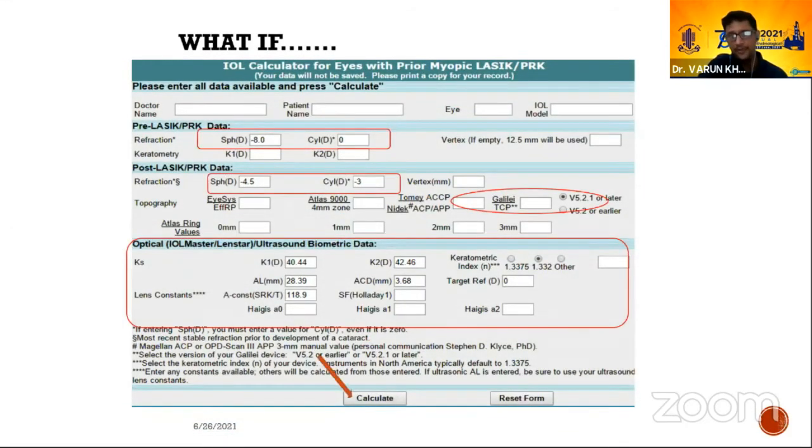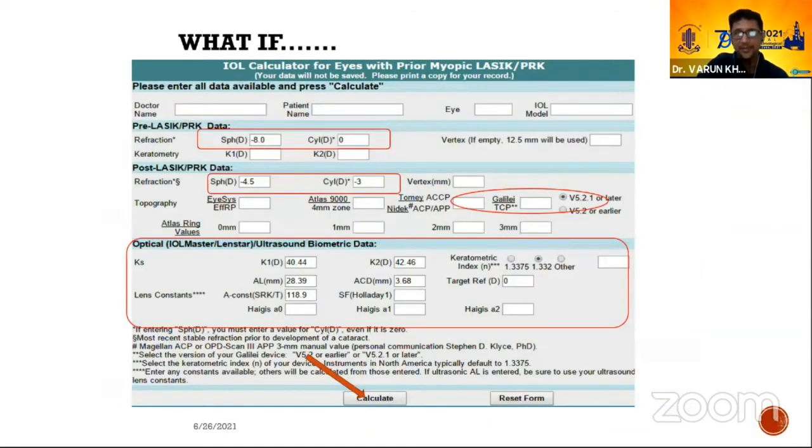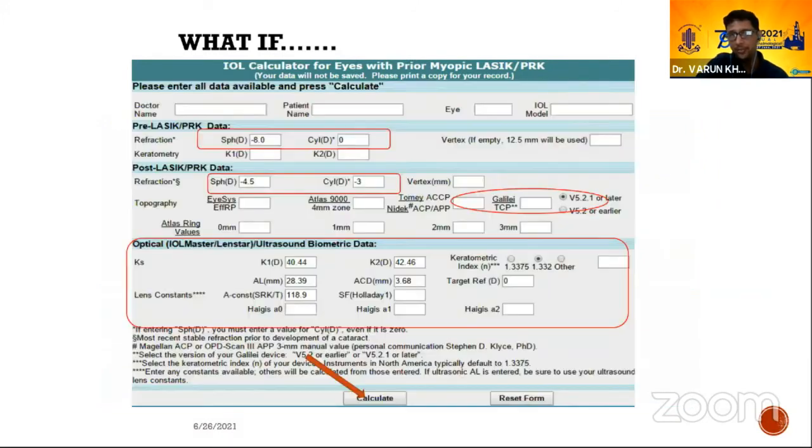And again, the same point: if we had pre- and post-LASIK data and no topographic data, and we just used the plain biometry, we would still have got almost similar readings. So this is again to reiterate that in the last case scenario, if we don't have proper data, we can even use these calculators with a normal biometer.